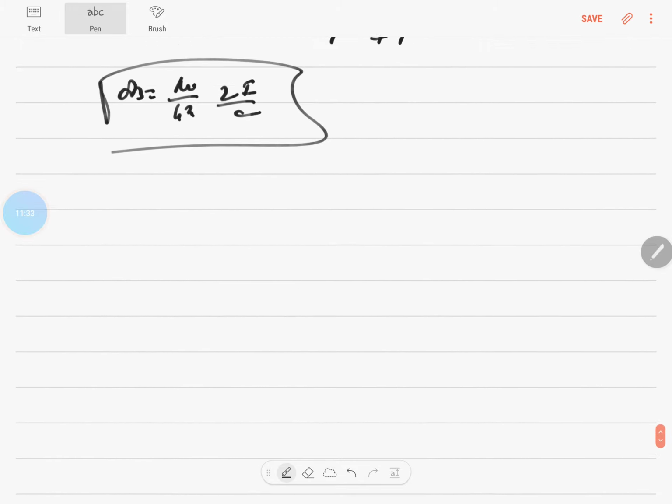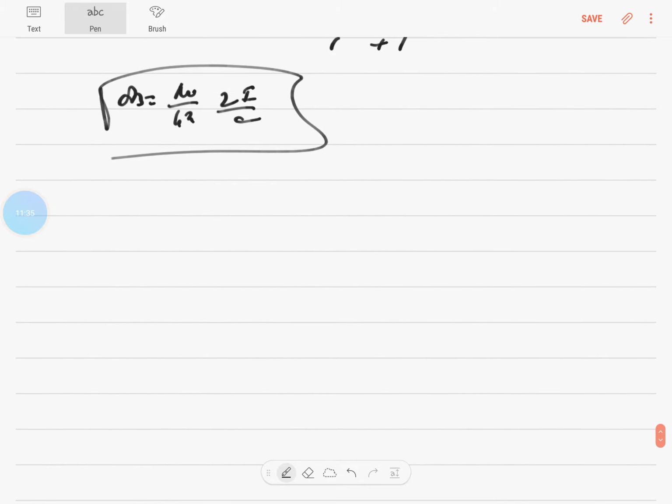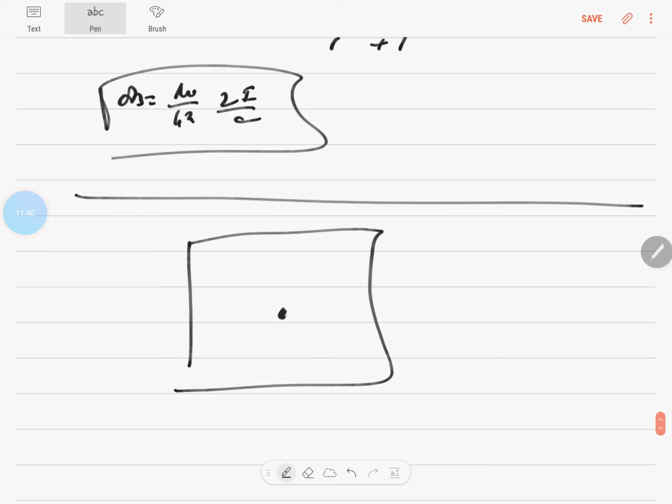What happens if it's a finite wire and it's part of a square? Imagine the square here. I'm standing here at the center. I'm taking this wire alone on the top.